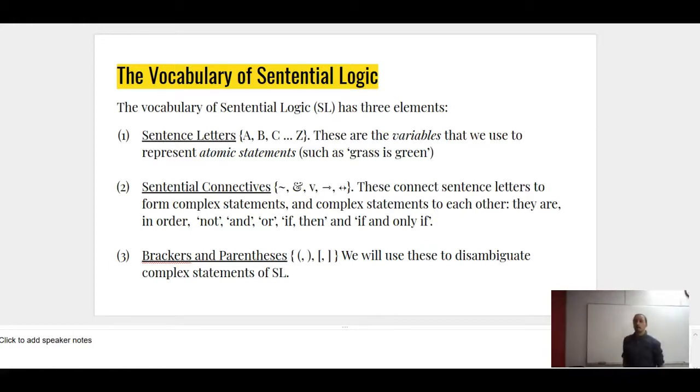Finally, we'll be using brackets and parentheses. We'll use them to disambiguate more complex statements of SL. And what I mean by that will be clear in a moment. So, sentence letters, connectives, parentheses. These are the three elements we are allowed to use in our formal system of sentential logic.